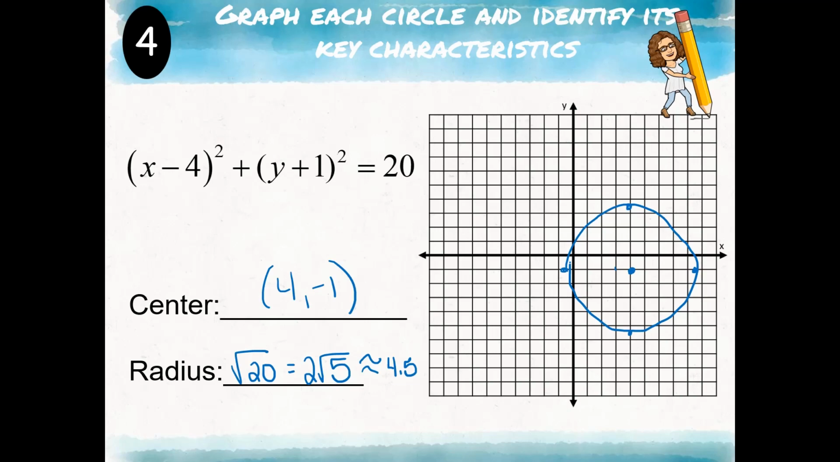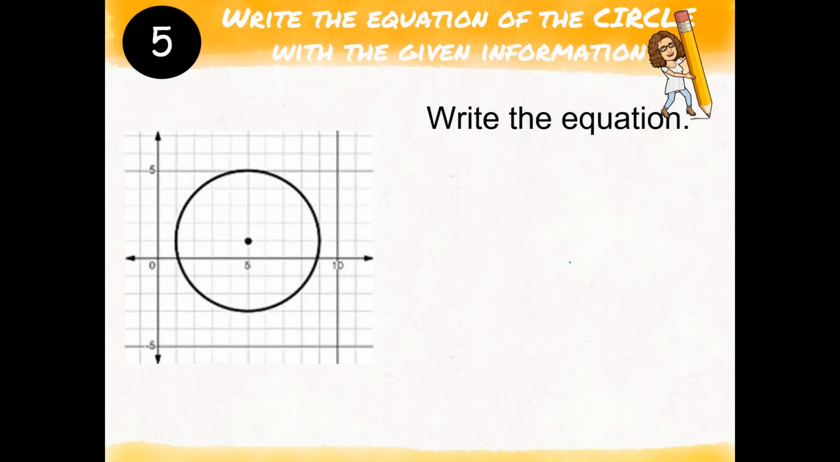Now, let's go backwards. Let's say I want you to write the equation of a circle. Well, we need two things, right? We need the center and we need the radius. Those are the two things that are in there. So let's identify both of them from this graph over here.